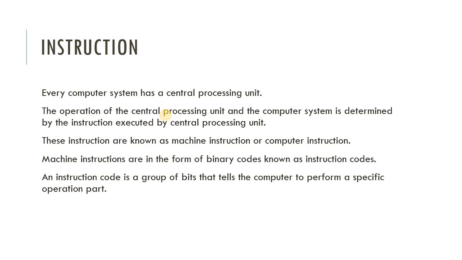Every computer system has a central processing unit. The operation of the central processing unit and the computer system is determined by instructions, and those are executed by the central processing unit. Anything that we want to do, we give as an input to the computer, and that input is converted into instructions, which are given to the central processing unit. The CPU executes those instructions and provides the result to the user. So anything that we interact with the computer is converted in the next step into machine readable instructions. These are also known as machine instructions or computer instructions. Machine instructions are in the form of binary codes known as instruction codes.